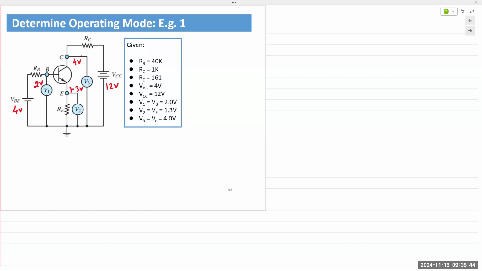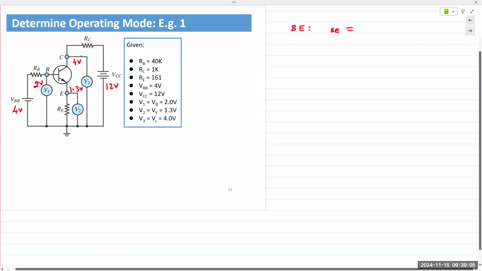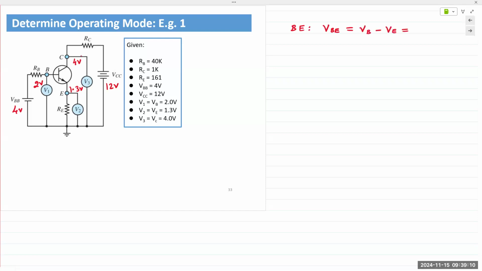Okay, so let's begin. What do we have? We have VB as 2 volts. We have VE as 1.3. The first thing we need to check is the base emitter junction. So we want to find VBE. What is VBE? VBE is simply VB minus VE. In this case, 2 minus 1.3. That gives me VBE as 0.7 volts.